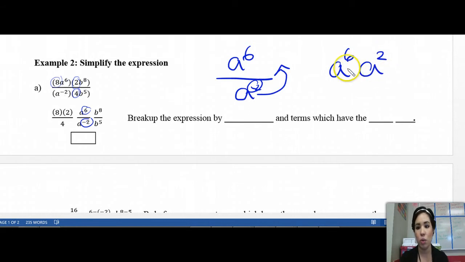So it's going to be a squared times a to the 6th. Well, now I'm just going to apply my multiplication property, which is going to be a to the 8th. So now I have a to the 8th on top. Now here I have 8 on top, 5 on the bottom. So really 8 minus 5, that's going to give me 3 on top.